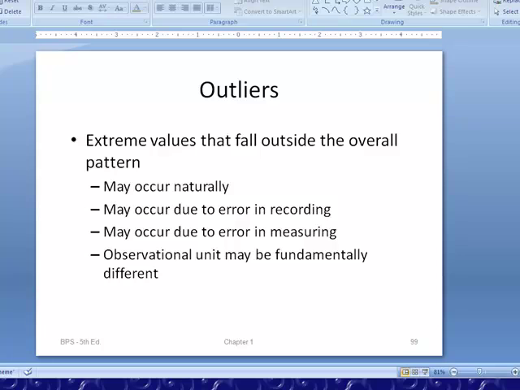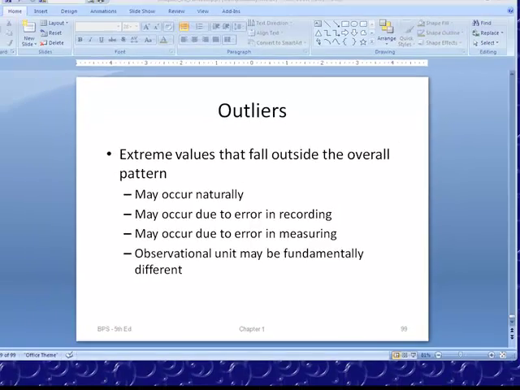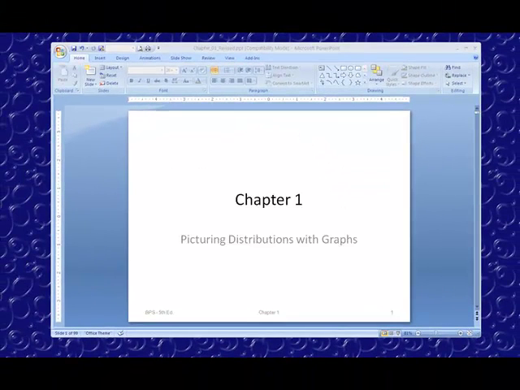So we have to try our best to figure out why these outliers occur, because they're very important to how we're going to analyze our data. We can't just pretend they're not there. We have to figure out what's going on and then deal with it. So outliers, if you had a histogram, an outlier would land outside of the general pattern of the histogram, dot plot, stem plot, whatever plot that you made. We've now concluded Chapter 1.